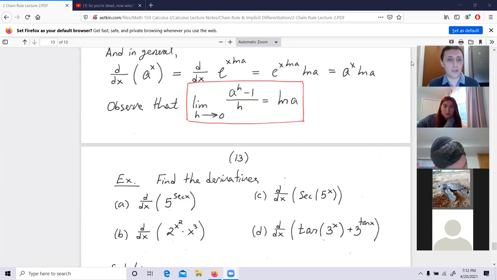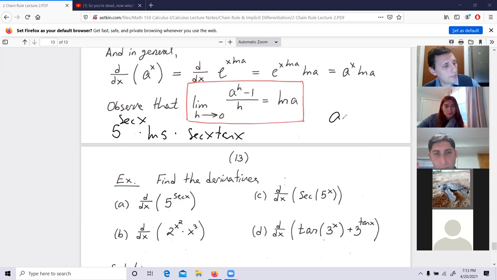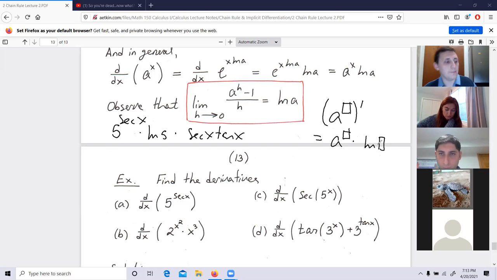So the answer, guys: how do I take the derivative of 5 to something? The derivative of 5 to something is 5 to something times ln 5. Good, so the derivative here is 5 to the secant x times ln of 5, but times the derivative of secant, which is secant x tangent x. You see that? Basically, when I have the derivative of a to something, the derivative of the outer function is always a to something times ln of that base. That's very nice.